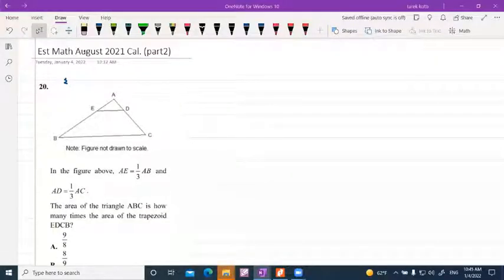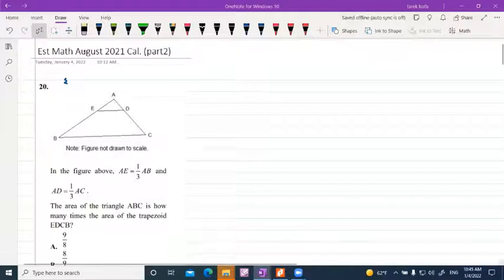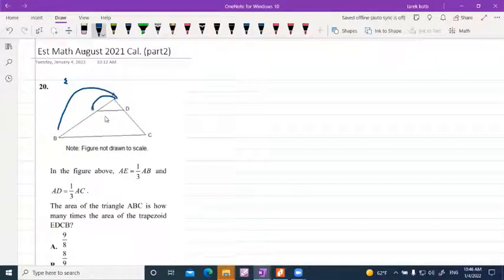Hi everyone, this is August 2021 part 2, calculator section, number 20. In the figure above, AE equals 1/3 AB. This is 1/3 of all this, and also AD is 1/3 of all this, ratio 1 to 3.